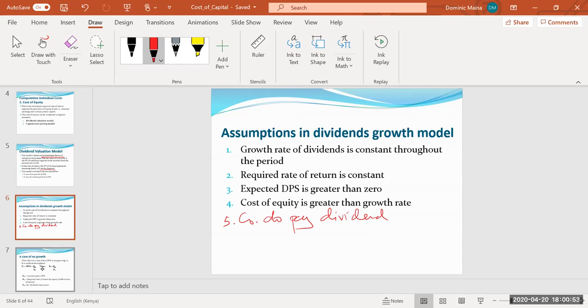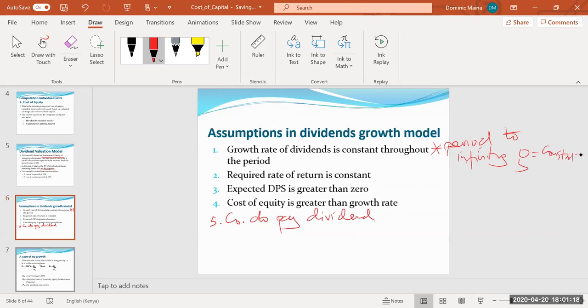Then the growth of dividend is constant during the period. There can be two scenarios, no growth or growth. In case there's growth in dividend for the period to infinity, then this g is going to be a constant.